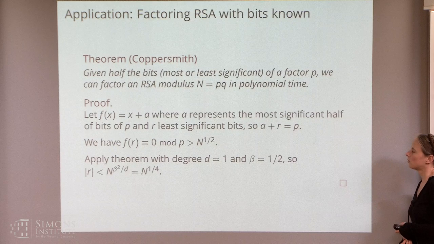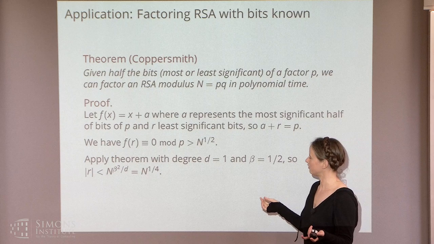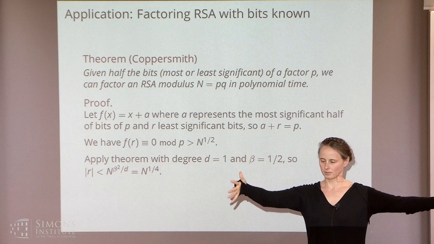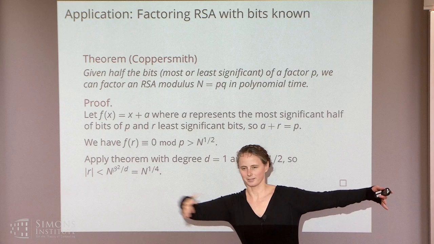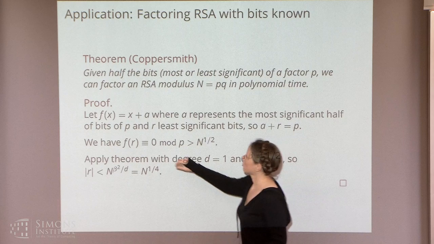So I'm using the mathematical version of variables here. a is the most significant half of the bits of a factor p, multiplied by some power of 2. There's some value where a plus r is equal to p, where r is small and a is some value that we know. Then we can construct our polynomial x plus a, and we know that f of r is 0 mod p.